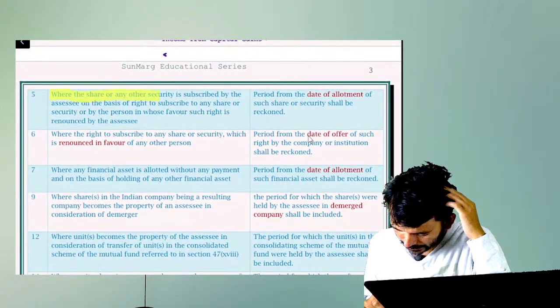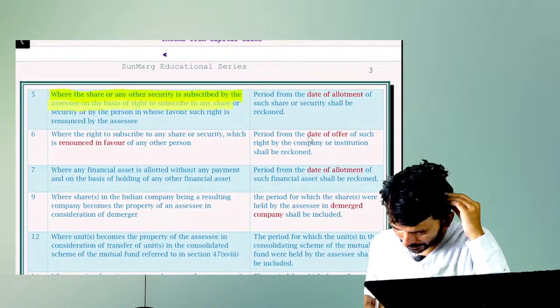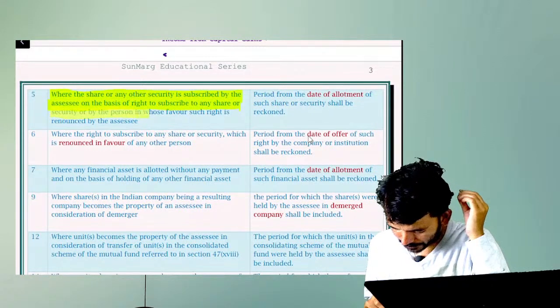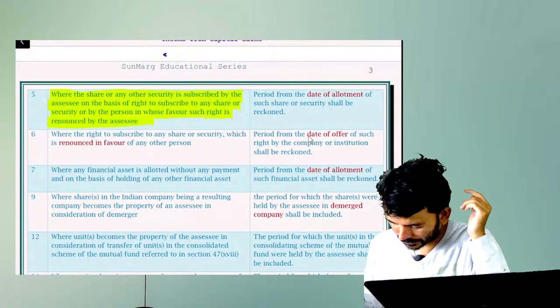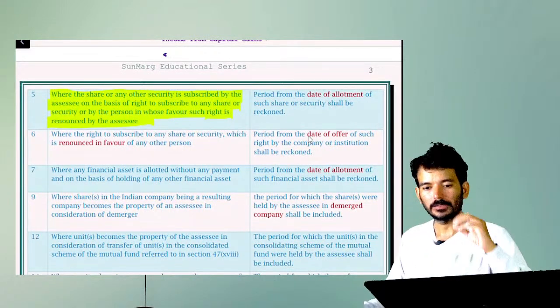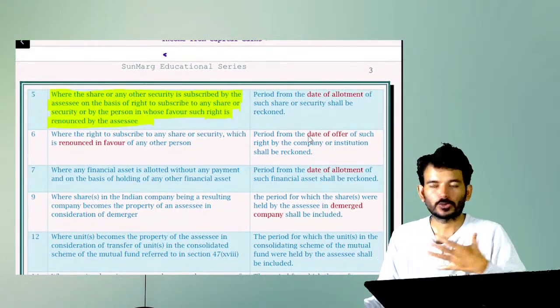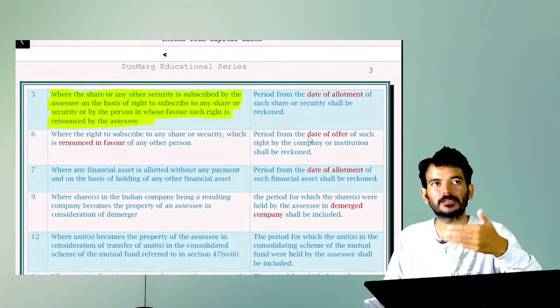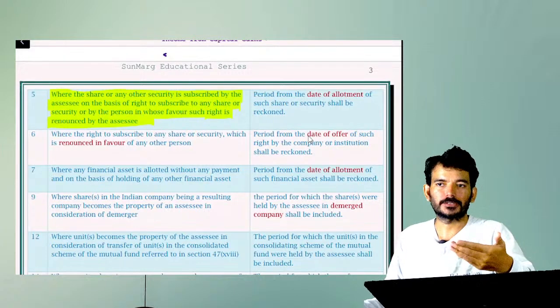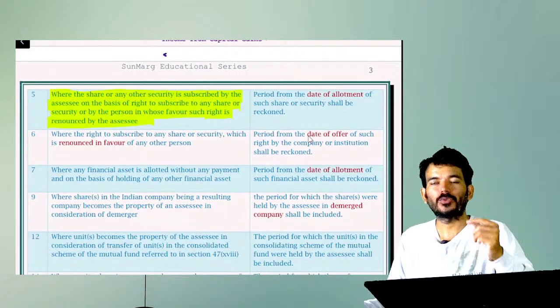Where shares or any other security is subscribed by the assessee on the basis of a right to subscribe any shares or security, or by any person in whose favor such right is renounced by the assessee. So what do you mean by this? This is a rights issue. So I'm a company, I'm giving rights shares to you. Which means that you are already holding 100 shares. So I'm saying you can have 1:1.